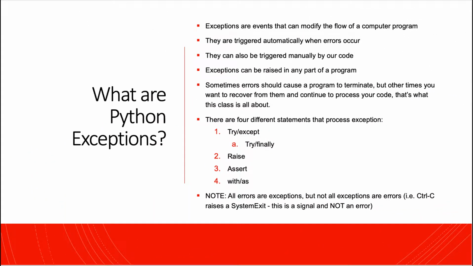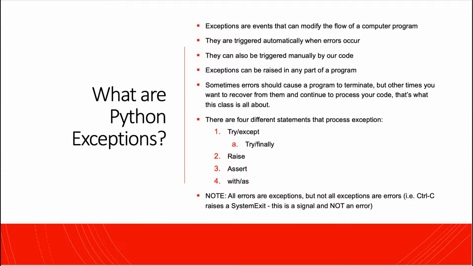Exceptions are events that can modify the flow of a computer program. They are triggered automatically when errors occur. They can also be triggered manually by our code, and we have examples of that. Exceptions can be raised in any part of the program. Sometimes errors should cause a program to terminate, but other times you want to recover from them and continue to process your code. That's what this class is all about.